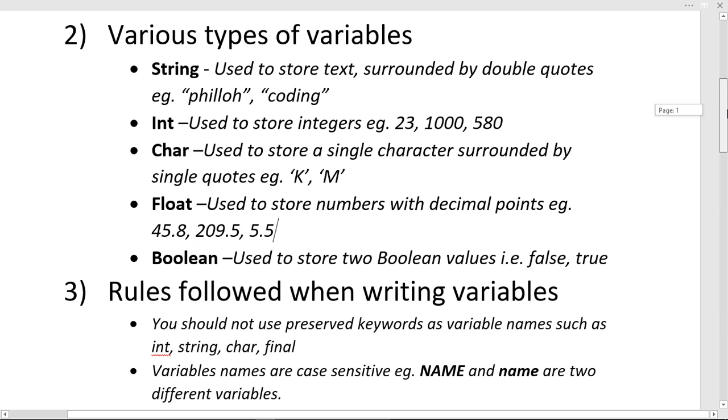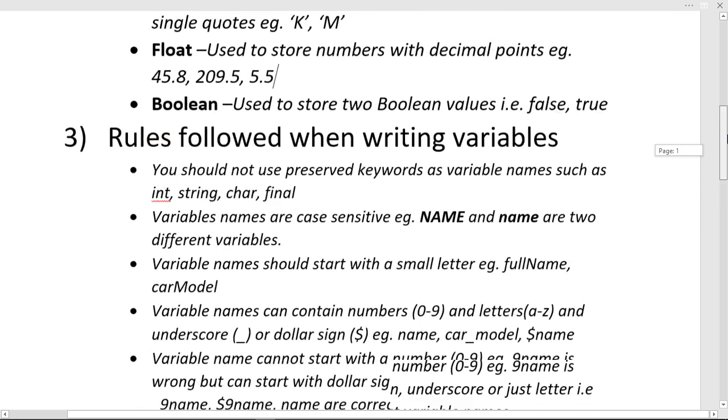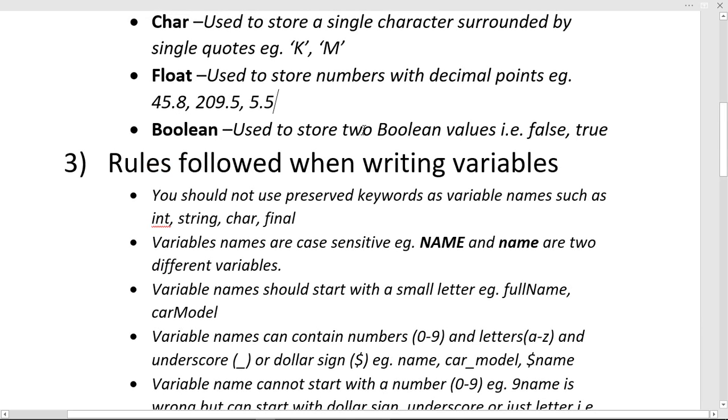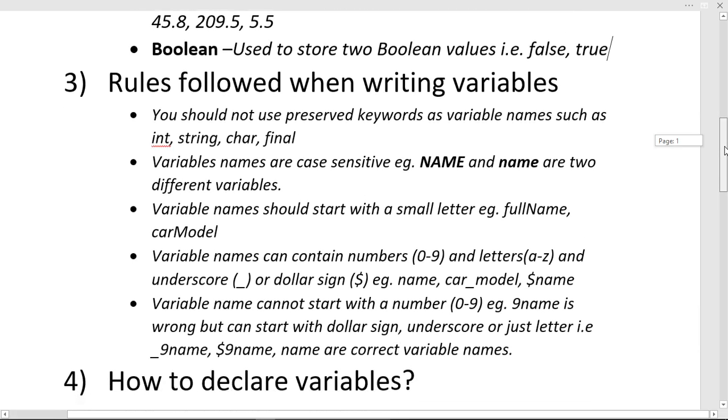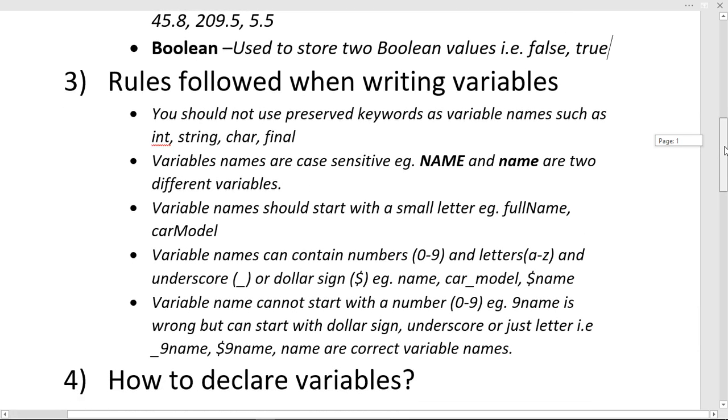Then we'll also have boolean, which is used to store two boolean values, which are just false or true. They're just used when you're making a decision. When your condition is true, then true will be printed out. When it's false, then false is printed out. We'll see an example. Now, let's go directly to the rules that are followed.